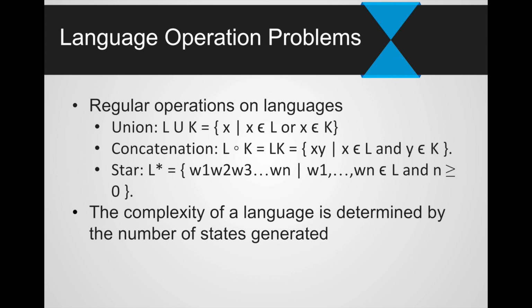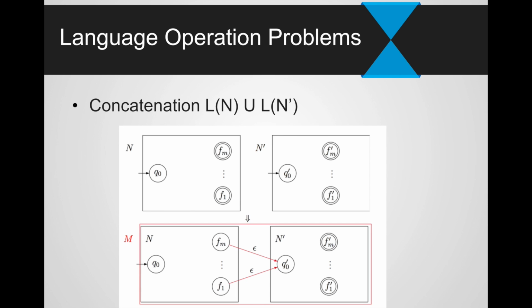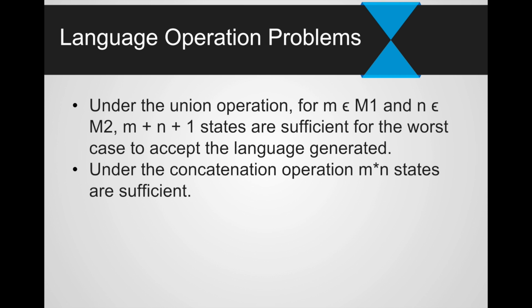So now we're on to language operation problems. Regular operations on languages consist of union, concatenation, and star. The complexity of a language is determined by the number of states that it generates. Here's an example of a union. Here's an example of a concatenation. Under the union operation, for m states in M1 and n states in M2, m plus n plus 1 states are sufficient for the worst case to accept the language generated. Under the concatenation operation, m times n states are sufficient.